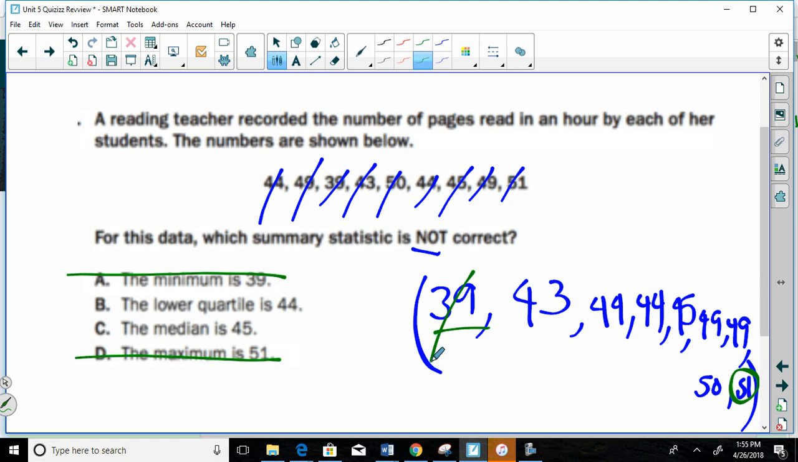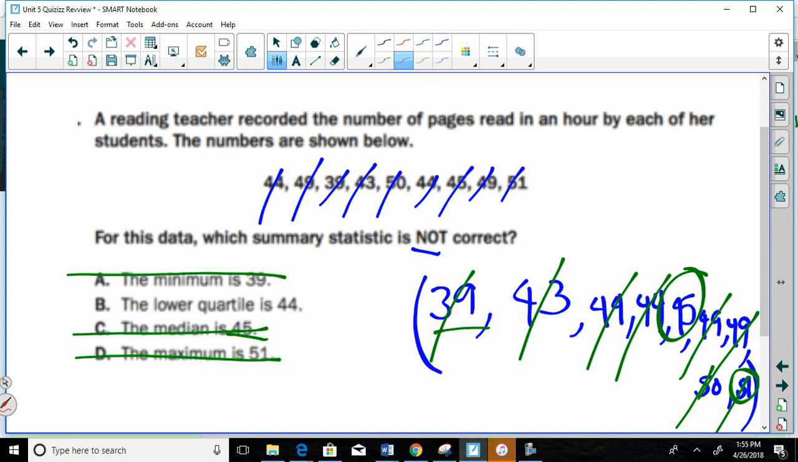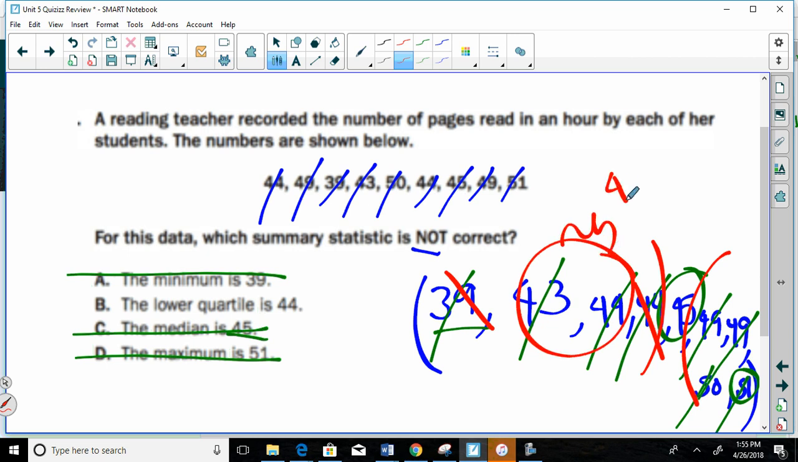Remember, we cross 1 out, 1 out, 2, 2, 3, 3, 4, 4. So what's your median? Is that right? So it's got to be the other one. Remember, you don't include the median in it. So when I'm trying to find the median, these two are in the middle. What number is between 43 and 44? 43.5. That is good. Lower quartile.